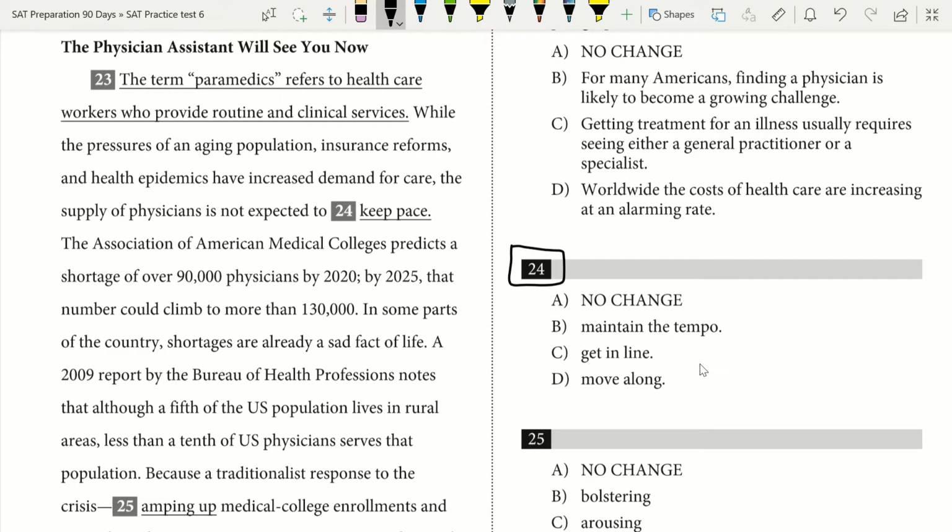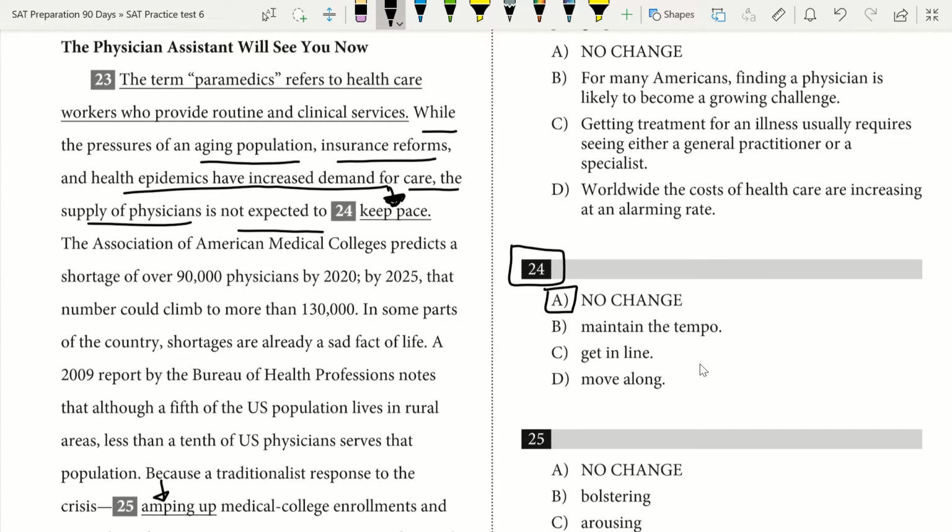So when dealing with words such as in 24 and in question 25, I want to show you the process and the thought process that I would use to find the correct answer. So let's go ahead and run through 24 real quick. So while the pressures of an aging population, insurance reforms, and health epidemics have increased demand for care, the supply of physicians is not expected to keep pace. Okay, there's nothing wrong with that.